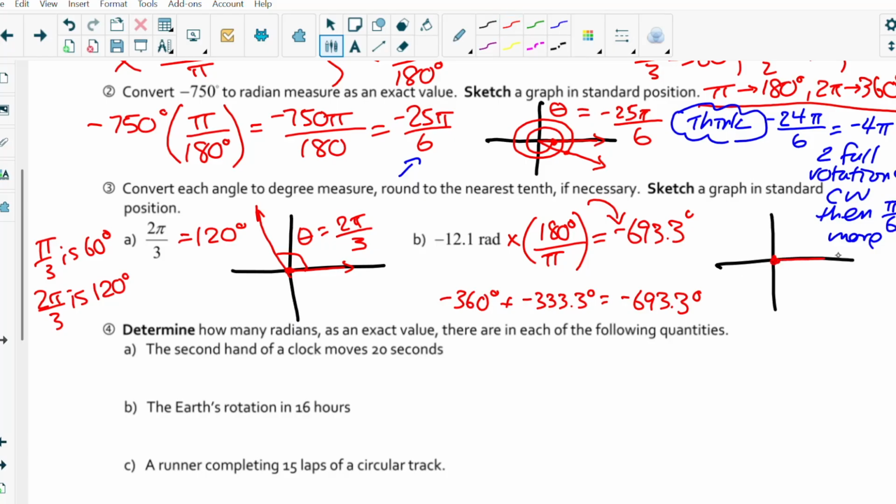So I start here, initial arm, one full rotation in the clockwise direction, then 333.3 degrees more. So that's going to take me, here's 90, 180, 270, and then I need about 63.3 degrees more, so that's going to take me right about there. And that is theta equals negative 693.3 degrees.